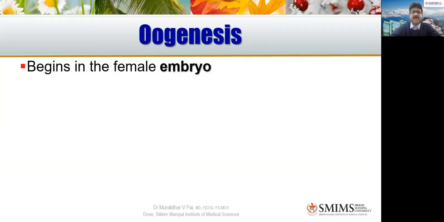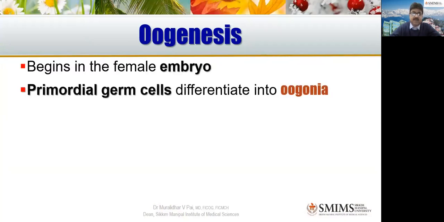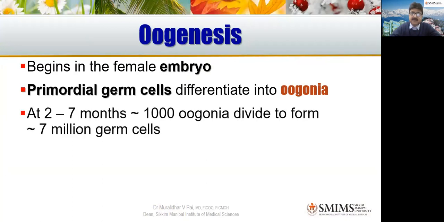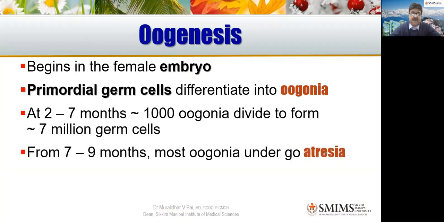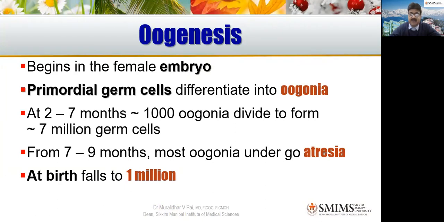It begins in the female embryo. Primordial germ cells differentiate into oogonia. At around 2 to 7 months, from approximately 1,000 oogonia, they divide to form 7 million germ cells. Easy to remember, 7 months, 7 million. That is 70 lakhs. From 7 to 9 months, most oogonia undergo atresia, and at birth, they fall down to 1 million, from 7 million to 1 million.